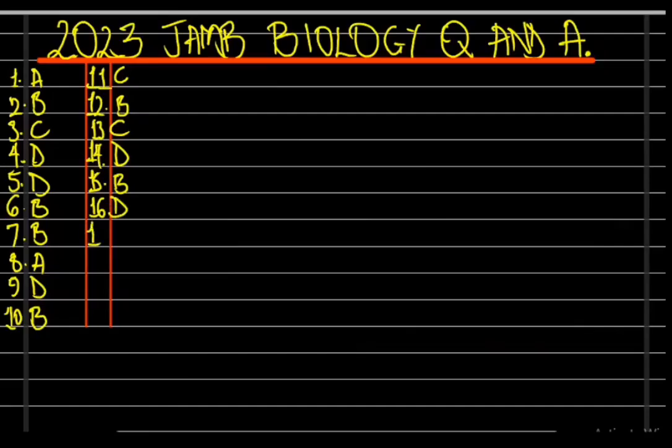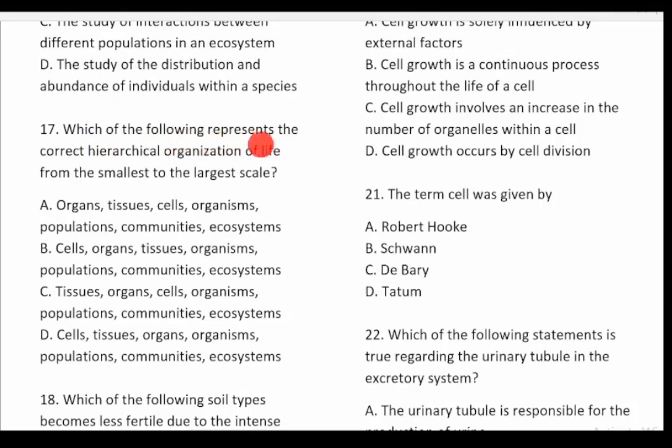So we'll move to question 17 now. Which of the following represents the correct hierarchical organization of life from the smallest to the largest scale? Option A, organs, tissues, cells, organisms, populations, community, ecosystem. Option B says cells, organs, tissues, organisms, population, community, ecosystem. Option C says tissues, organs, cells, organisms, population, communities, ecosystem. And option D says cells, tissues, organs, organisms, population, community, and ecosystem.